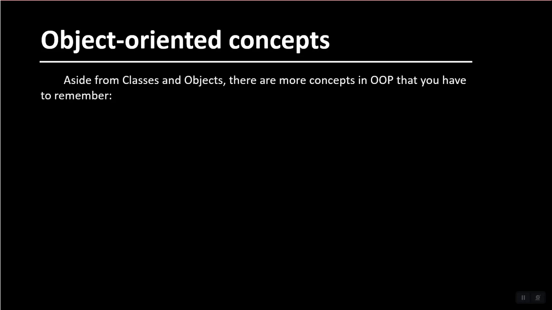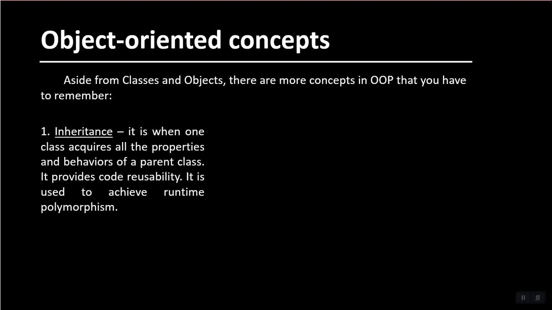And that's not all for the concepts of object-oriented programming. Aside from classes and objects, there are more concepts in OOP that you have to remember. So the first one is inheritance. It is when one class acquires all the properties and behaviors of a parent class. It provides code reusability, and it is used to achieve runtime polymorphism.